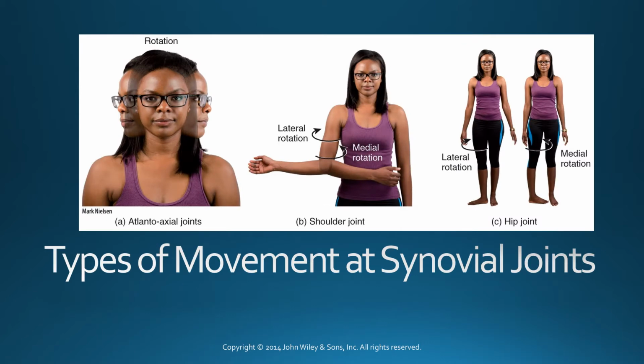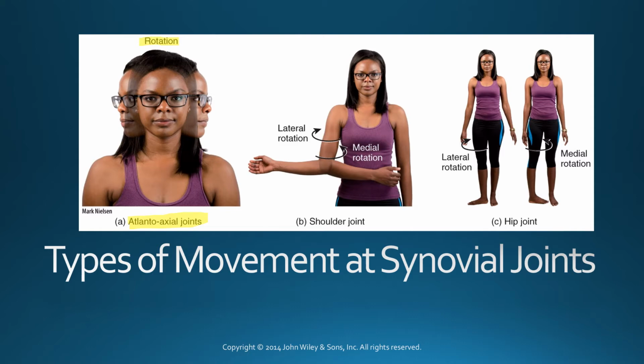In rotation, a bone actually revolves around its own longitudinal axis. An example of this would be turning the head from side to side at the atlantoaxial joint, like when you shake your head no. In the limbs, rotation is defined relative to the midline.